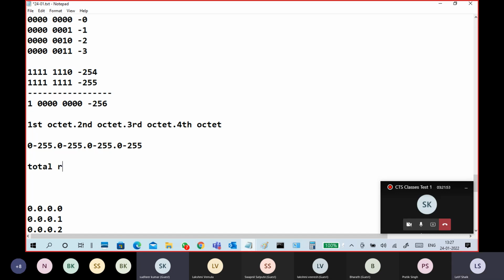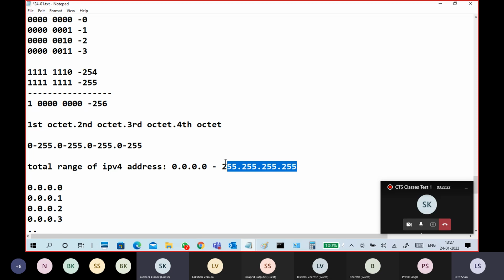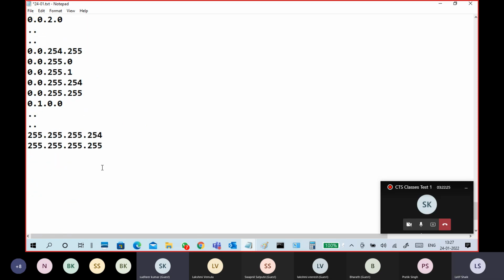Total range of IPv4 address: 0.0.0.0 is the starting address. What is the ending? 255.255.255.255. Very good. So this is the starting IP address and this is the ending IP address. So it is finished. Now there is a small thing: identifying which IP address is valid.